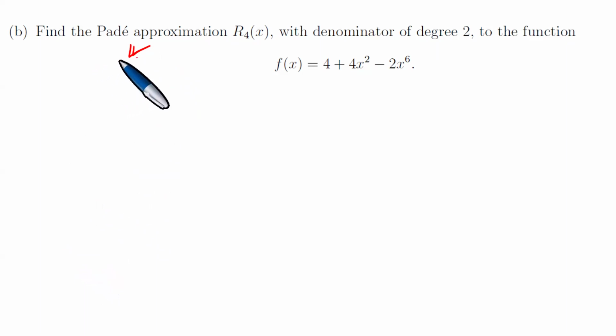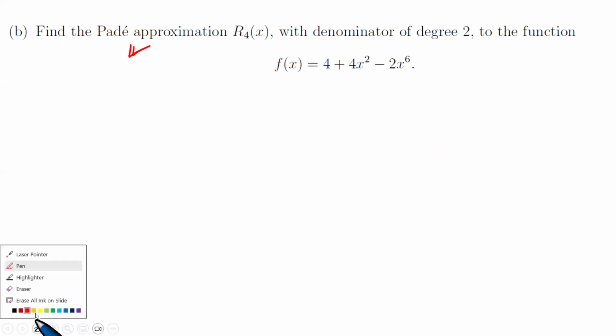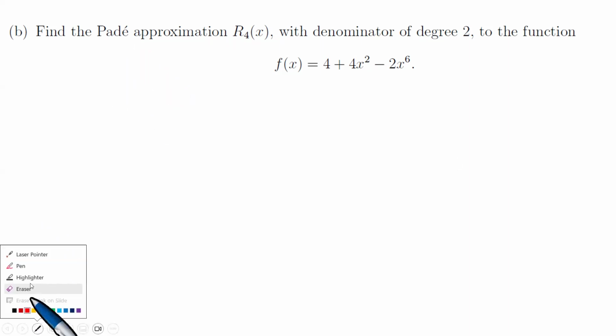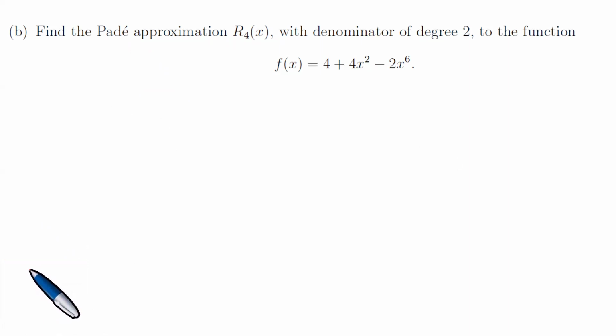So find the Pade approximation R4 of x with denominator of degree 2 to the function f of x equals 4 plus 4x squared minus 2x to the 6th power. Okay, right. So what do we do in this particular case, and how do we, for examination purposes, determine the Pade approximation of a given function? This is what we do. So we're going to deal with R4 of x.